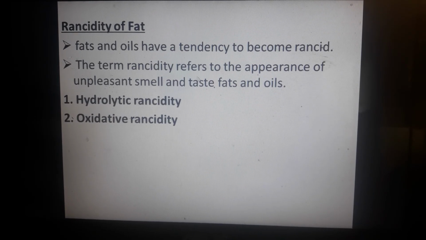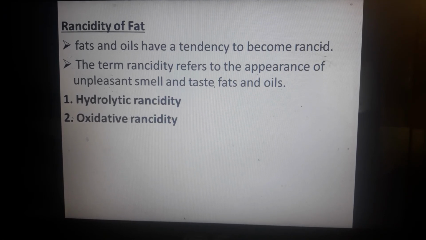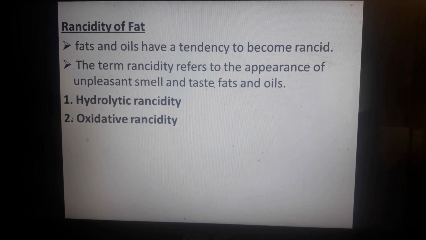So rancidity of fats. Fats and oils have a tendency to become rancid. Parang panis na siya. Okay? So the term rancidity refers to the appearance of unpleasant smell and taste in fats and oils. So yun ang tinatawag natin na rancidity. Sobrahan mo ang prito sa mantika, rancid ang tawag doon. Itim na siya. So you have hydrolytic and oxidative.